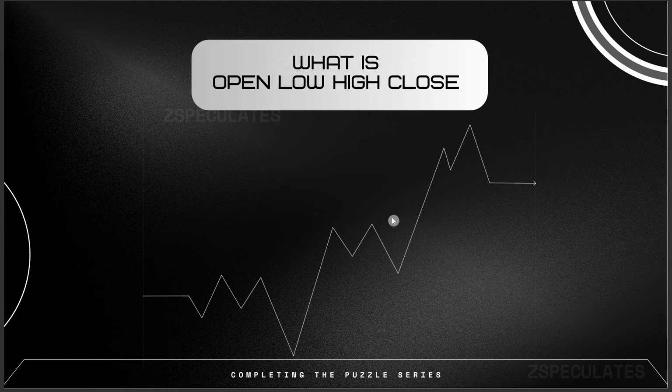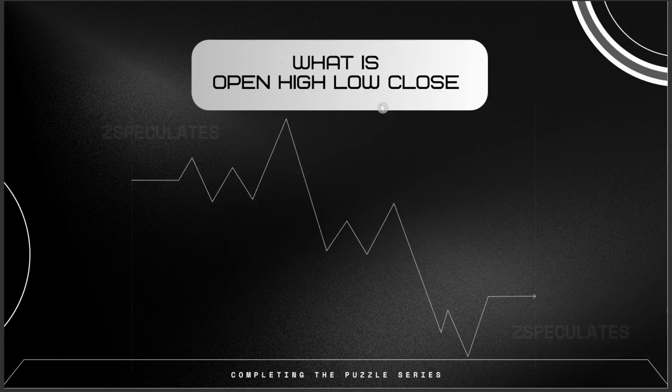Open, low, high, and close. This is how a bullish candle forms. Next, open high, low, close. This is how a bearish candle forms.